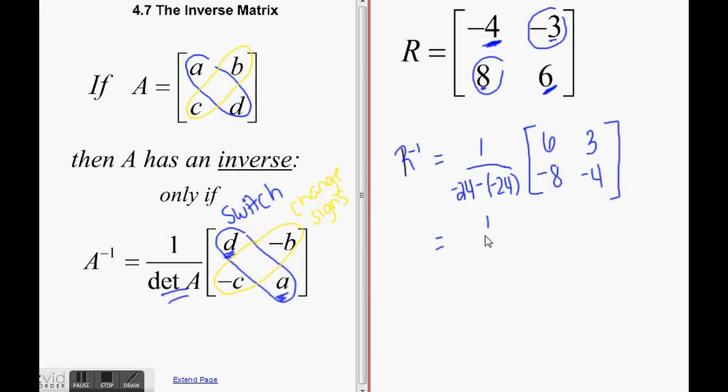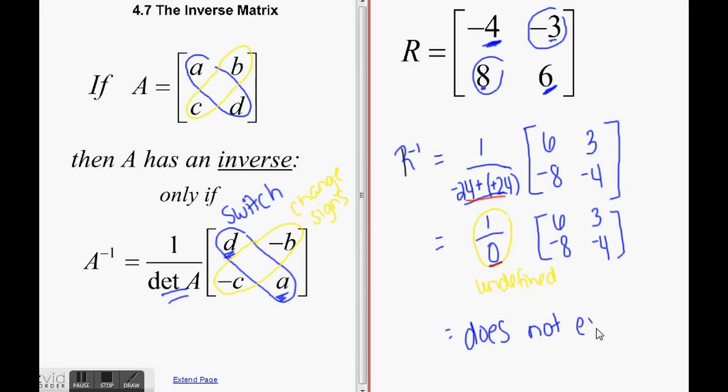Now I'm ready to simplify. In my fraction, 1 divided by -24 minus -24 will give me 0 times my matrix. And now if I go to solve this, we have an issue. 1 divided by 0 is undefined. We're not allowed to divide by 0. And because the determinant of our matrix turned into a value of 0, that means my answer for our inverse is that it does not exist.